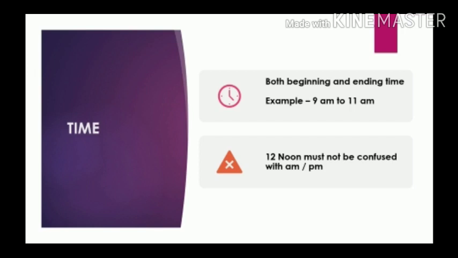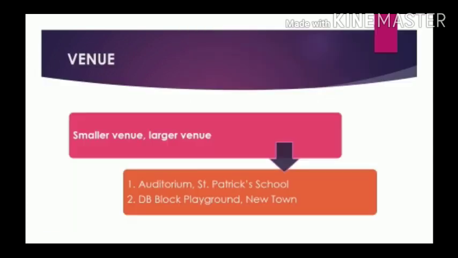Moving on, we have the time of the event. This is the time duration when the event will be going on. Remember to mention both the beginning and ending time of the event. One mistake commonly made by students is where they write 12 noon but confuse it with AM or PM. So, it is best that you avoid 12 noon in the time and keep the time something practical, where maybe an event starts in the morning and is over by afternoon or evening.